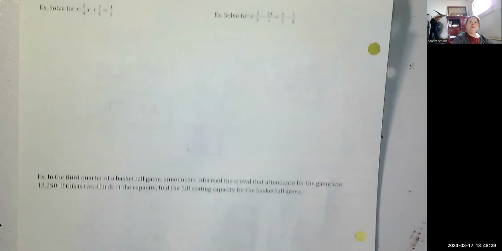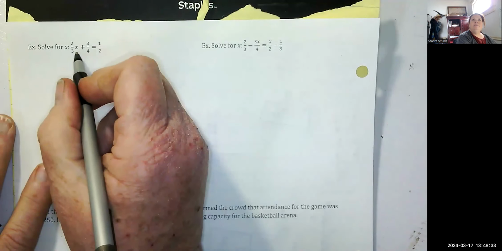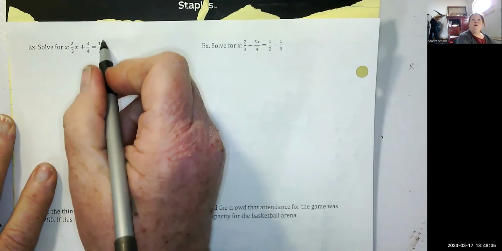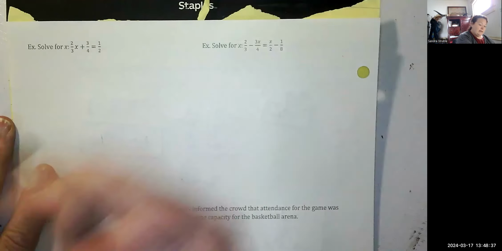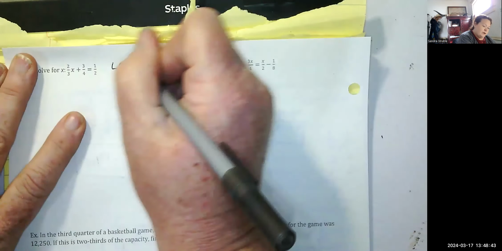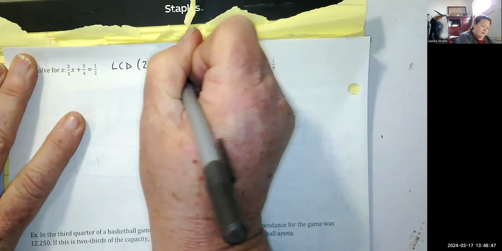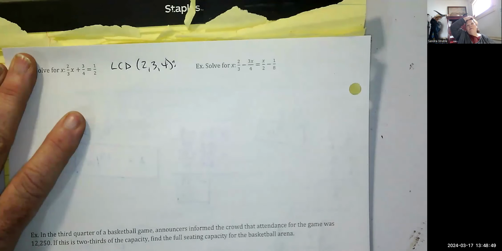Last page for this lecture. Solving for x, we've got 2/3 x plus 3/4 is equal to 1/2. Again, let's find the least common denominator between those three fractions. LCD between 3, 4, and 2, or 2, 3, and 4. The least common denominator is what? Well, 2 goes into 2 and 4, 3 does not.